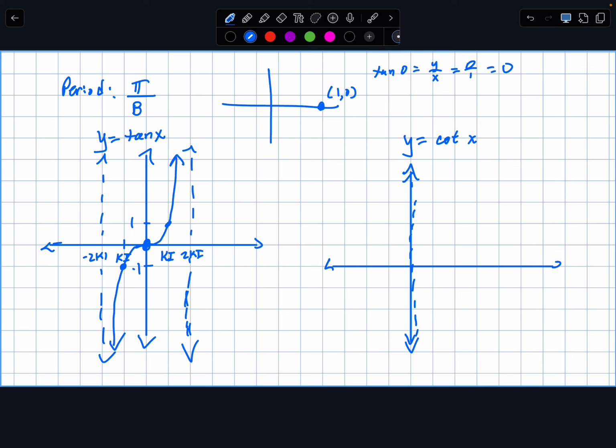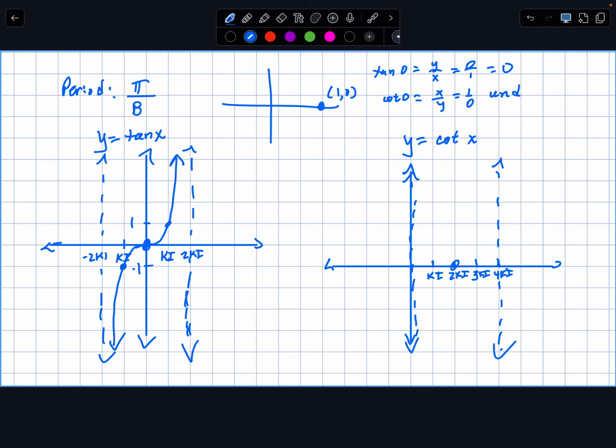And again, you should be able to use the idea of the unit circle to get you started: the cotangent of 0 is x over y, which is 1 over 0, and you can't divide by 0, so it's undefined, and that's why there's an asymptote there. And then you go 1 key increment to the right, 2 key increments, 3 key increments, and then 4 key increments, and you have another asymptote.